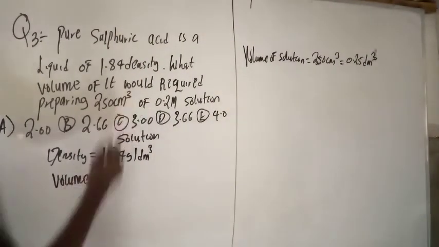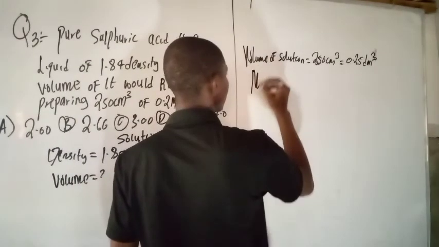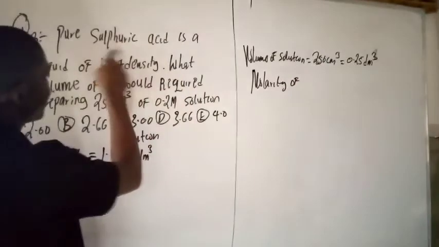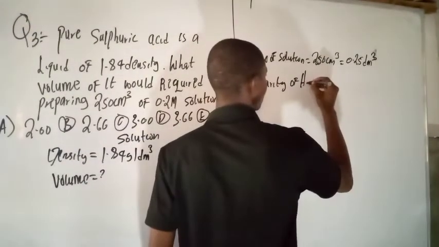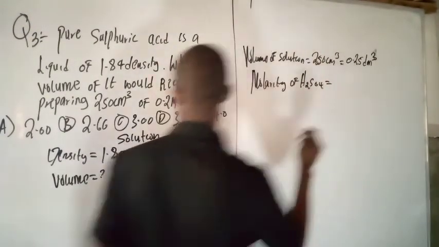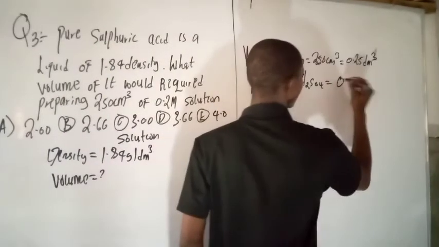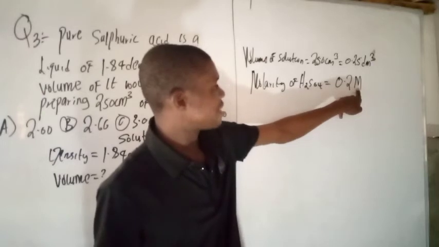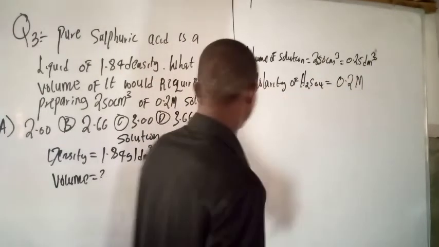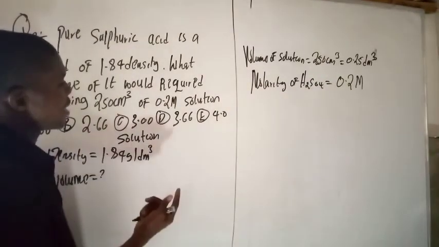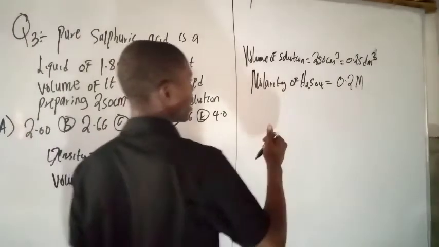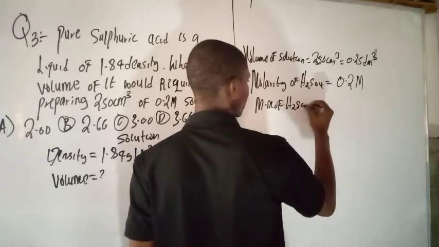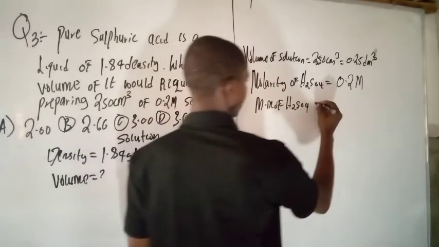Now they give us the molarity. Molarity of sulfuric acid, H2SO4. They gave us 0.2 molarity here. Remember that this is also known as mole per dm cube, right? Now, the next thing we have to do is to calculate the molar mass of H2SO4. Do you get that?